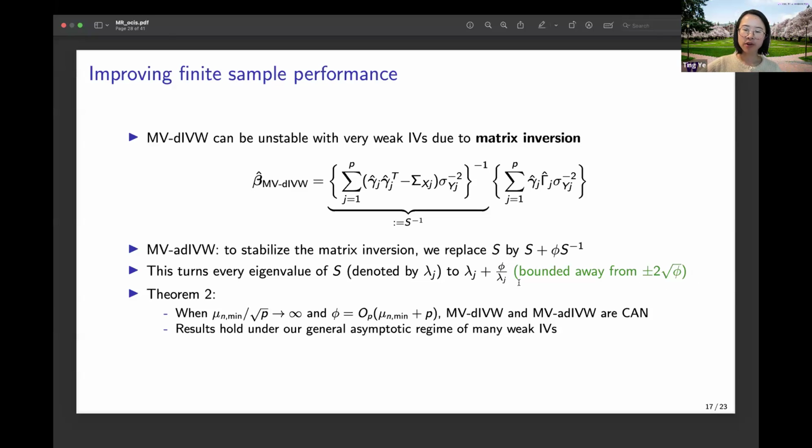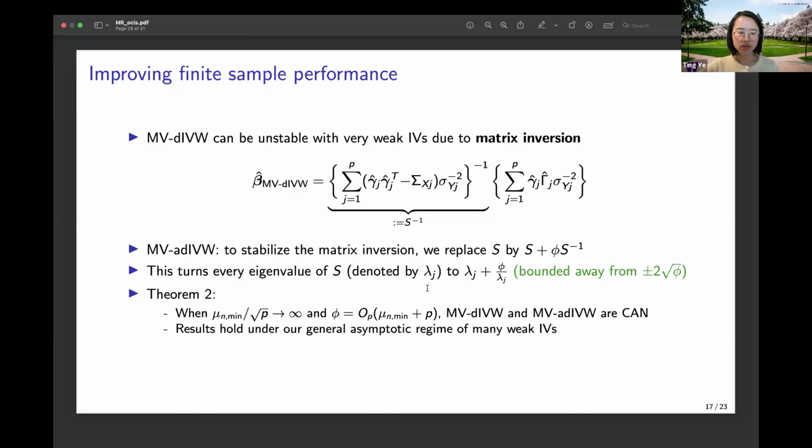And it's also very nice because when this direction is very strong, in the sense that the mu j is large, then this adjustment will be pretty small because it's inversely related to mu j. Whereas if the mu j is very small, then the adjustment will be moderate as controlled by the phi, in order to make sure that this direction can be well addressed.